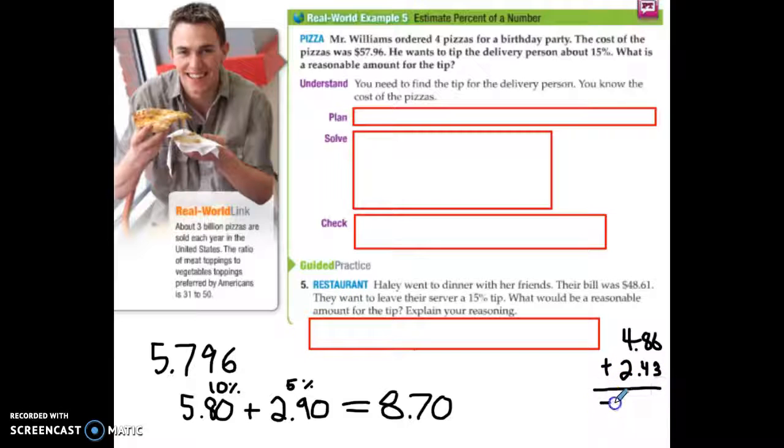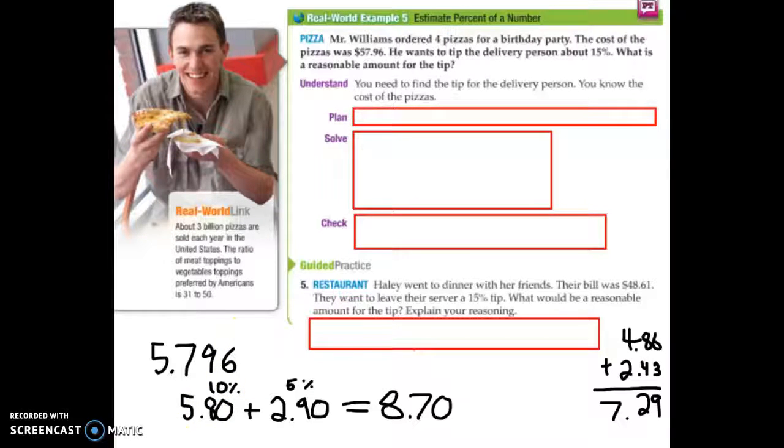So my tip would be $7.29. There we go. That simple. Okay, 15% is 10 plus 5. 10% plus half of that. Alright? We can calculate tips quickly, we can calculate savings quickly, we can do it all mentally. Save us a lot of time.